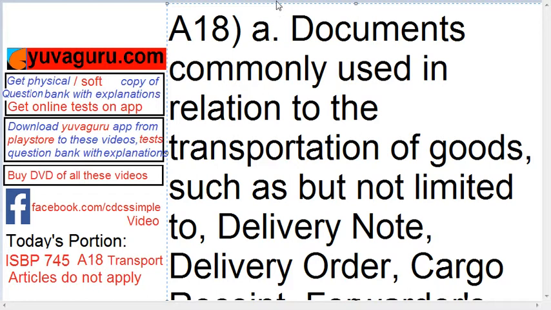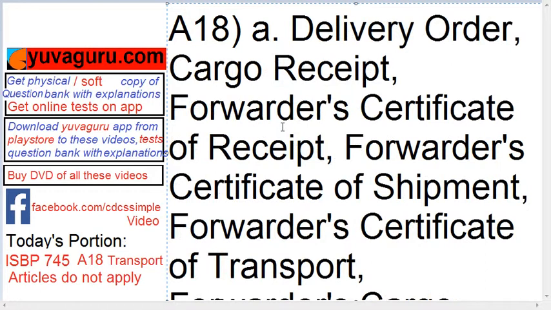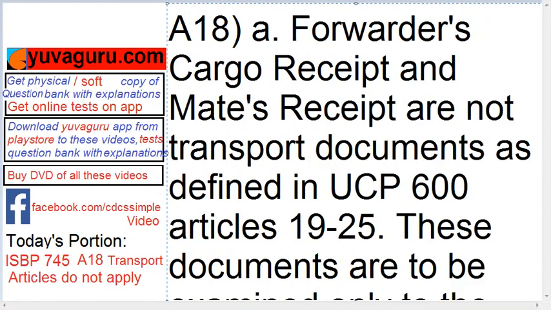Quite a straightforward one. Documents commonly used in relation to transportation of goods such as, but not limited to, delivery note, delivery order, cargo receipt, forwarder certificate of receipt, forwarder certificate of shipment, forwarder certificate of transport, forwarder's cargo receipt and mate's receipt are not transport documents as defined in UCP 600 articles 19 and 25. It means these names can be there, but there can be other names also other than these. All the above named documents are not transport documents and they are not to be checked as per articles 19 and 25.